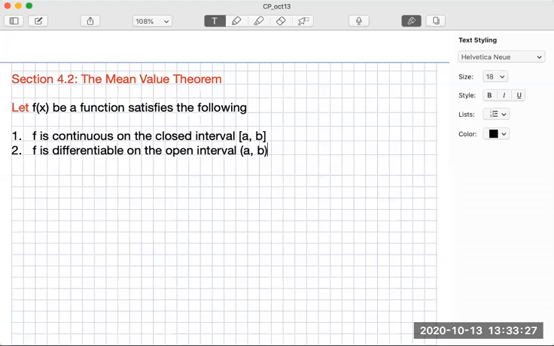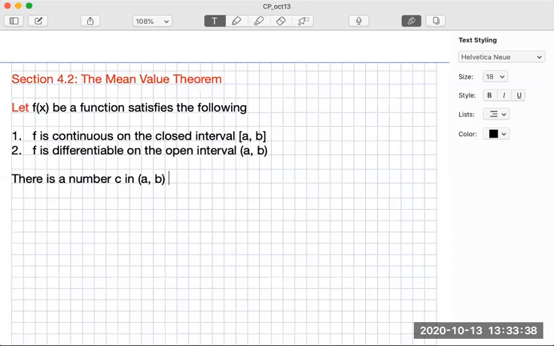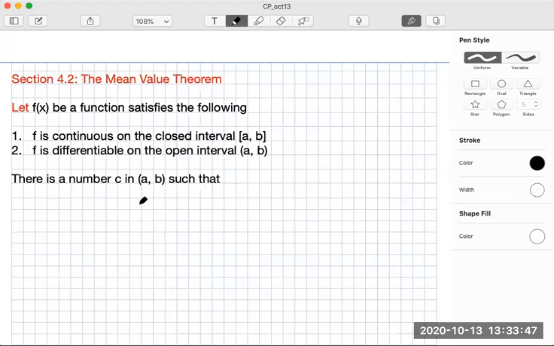Then we have the following. There is a number C in that interval from A to B such that the slope, the first derivative of this function at the point C, is exactly the slope from the interval from A to B, over B minus A. Okay, this is what the theorem says.